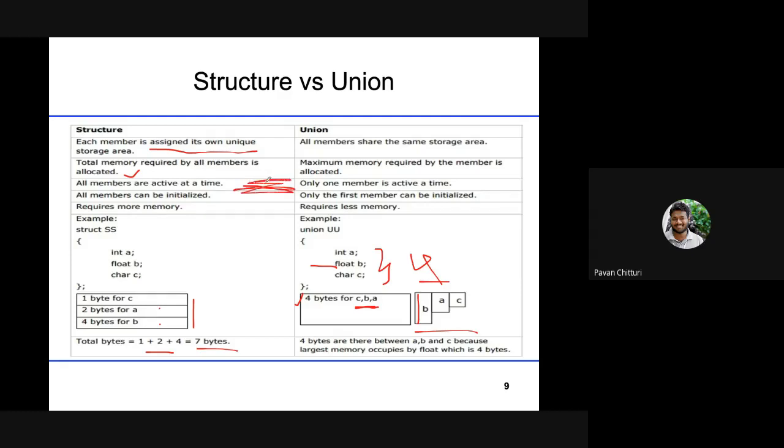See this particular third point. That is the difference between the structure and the union. In a structure all members can be initialized, but in a union only the first member will be initialized. A structure requires more memory, a union requires less memory. A structure is executed faster, a union is executed slower, because the memory has to be managed automatically by it. It's an extra complication for it, so this will be a little bit slower. So 4 bytes will be allocated because B requires the maximum size.